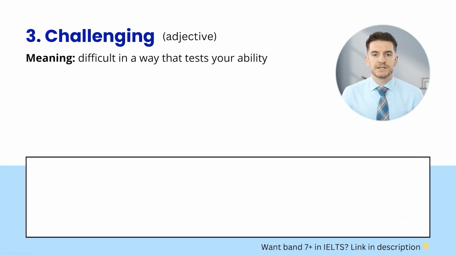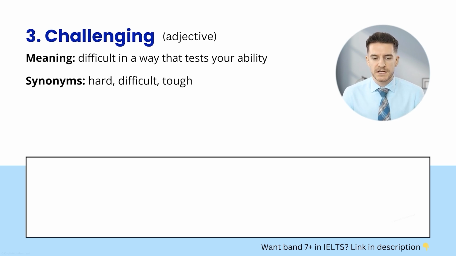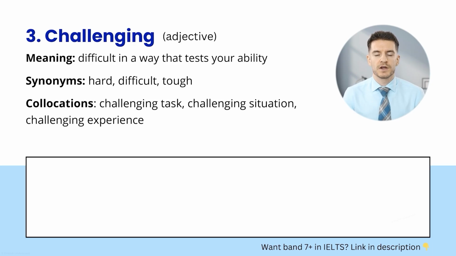Now let's move on to word number 3, which is challenging. Challenging is also an adjective and it means difficult in a way that tests your ability. So this is a great one to use instead of just saying hard or difficult. So here are some synonyms: hard, difficult, or tough. Here are some collocations: challenging task, so a task that is difficult, challenging situation, a situation that's difficult or hard, or a challenging experience.